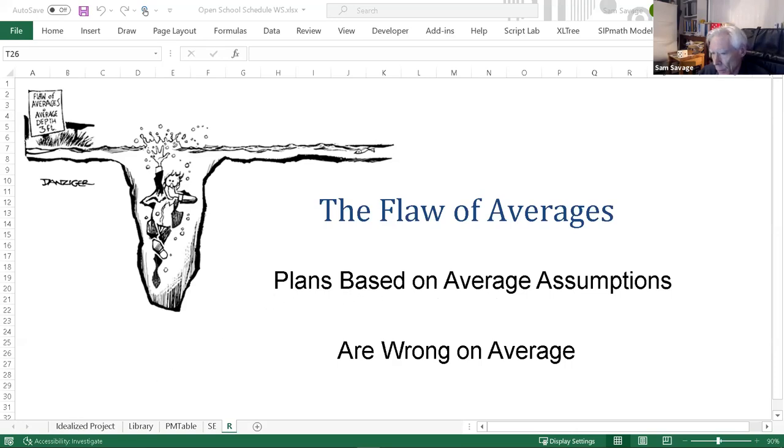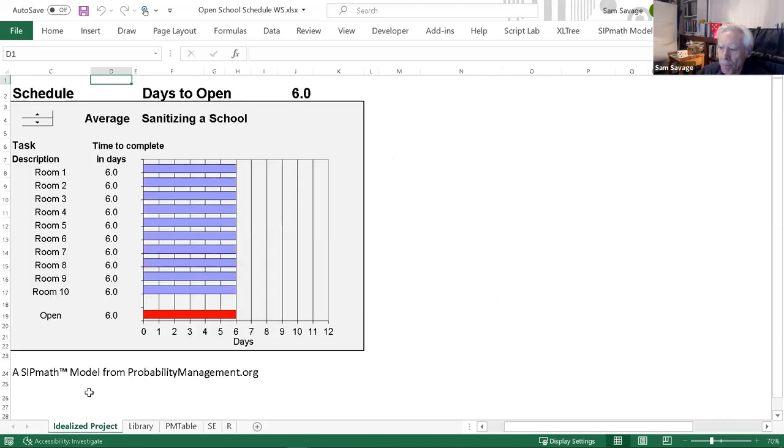I want to do a little idealized example here. Suppose you're sanitizing a school before the kids come back in the age of COVID. There's a lot of work to do. There are 10 rooms in the school that need to be cleaned out and disinfected. To get this done in a hurry, you've got 10 sanitizing teams, but you're not sure how long it will take them to complete the cleaning. On average, it takes 6 days per room. Remember, they're working in parallel, but it could take this long, or that long, or that long. And it's very important to open in 7 days, because you've got 1 week basically to do this.